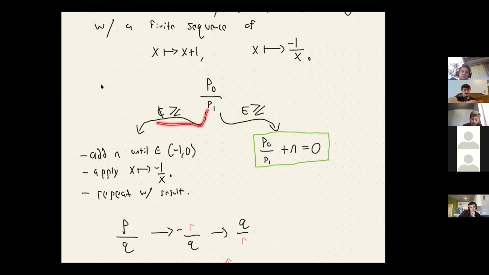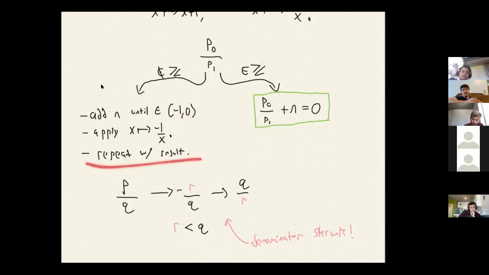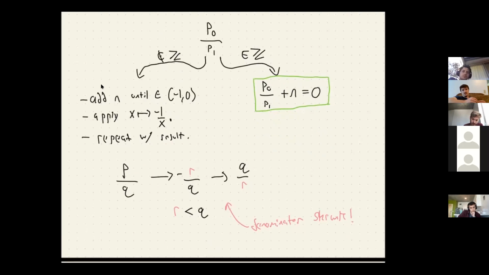And if it's not an integer, what can we do? Well, we can add integers until we're in the interval -1 to 0. That can always be done. Then we can hit it with a negative reciprocal, and then repeat. Why does that work? If we start with a fraction p over q, we add until we get it into this interval. Then we can write it as minus r over q, where r and q are positive integers, and r is strictly less than q.